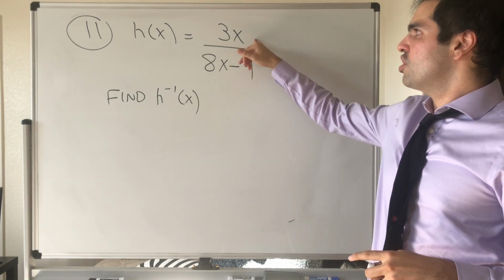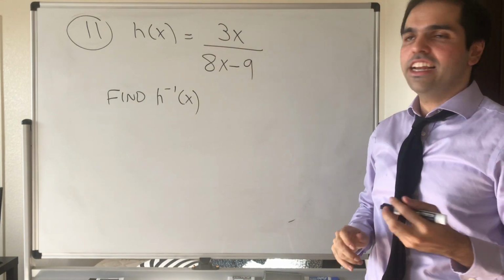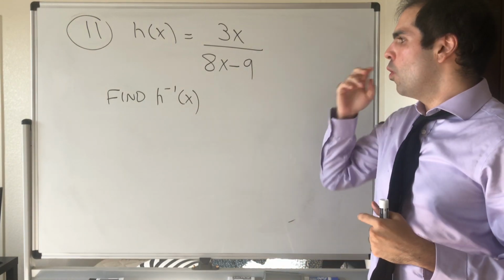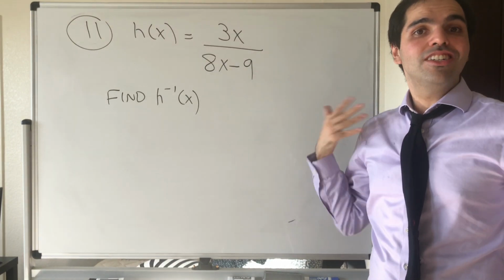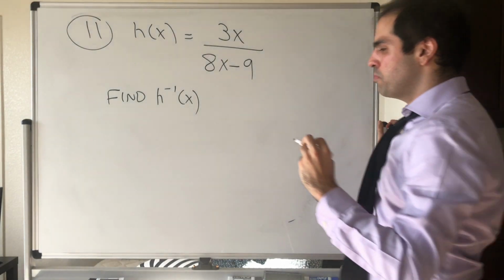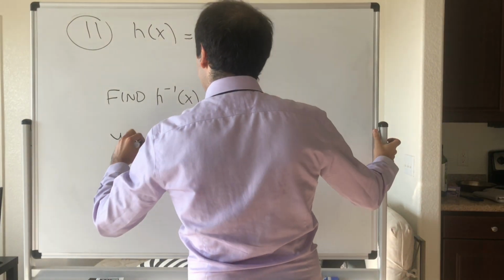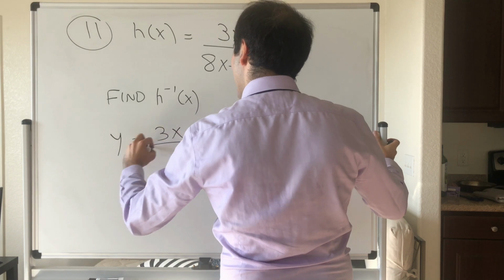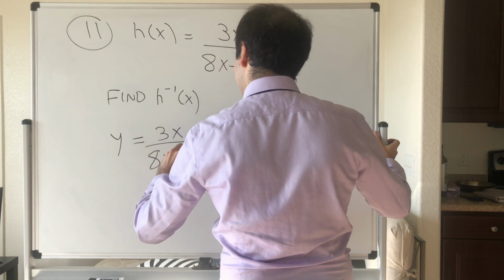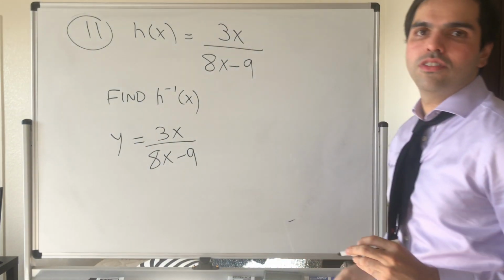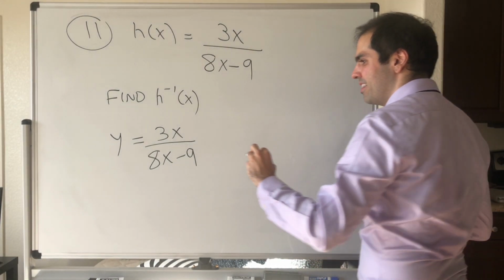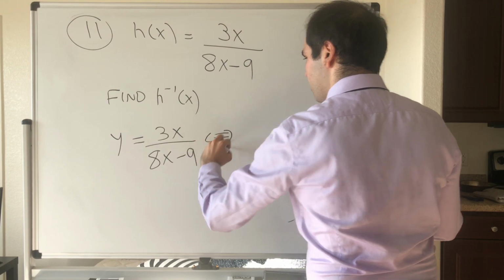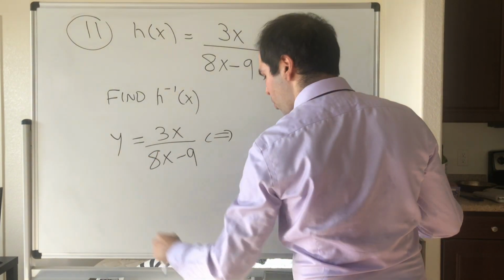Suppose h of x is 3x over 8x minus 9, and the goal is to find h inverse of x. The strategy is exactly the same as the previous problem. So let y be 3x over 8x minus 9. What you want to do is solve for x, which I agree here is a little bit trickier, but still doable. If you want, you can just cross multiply.